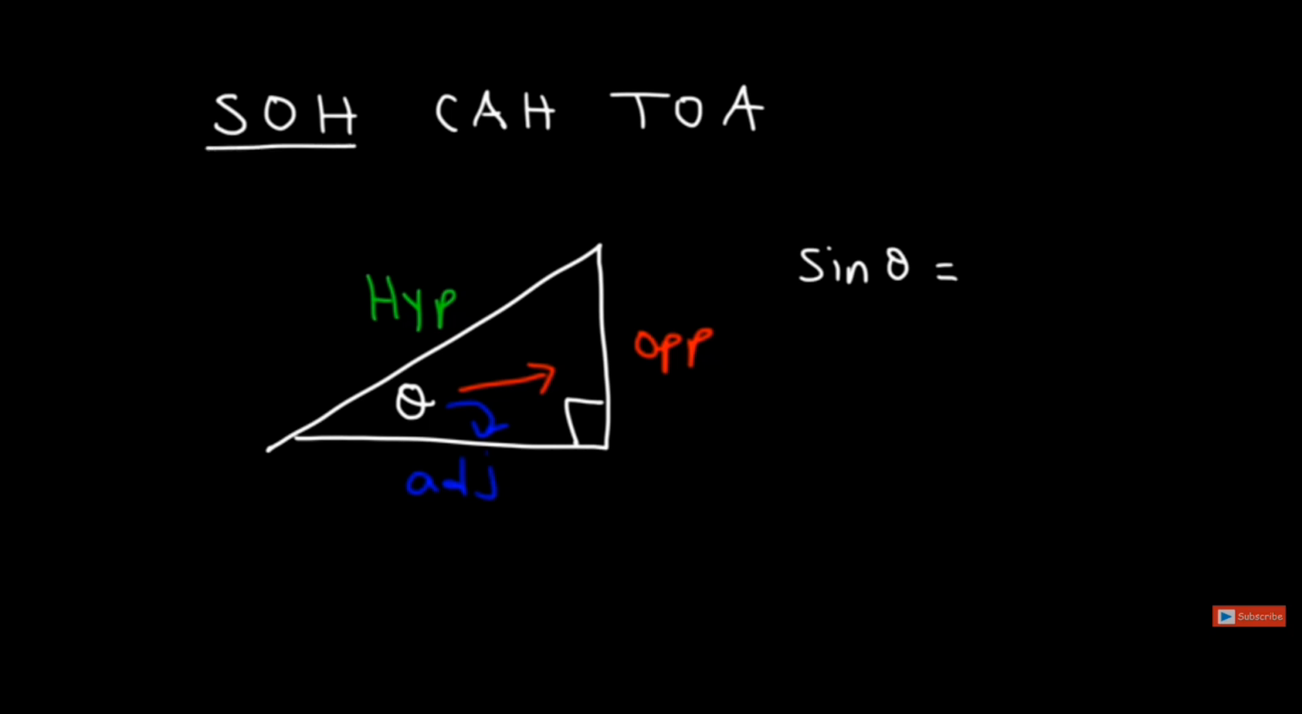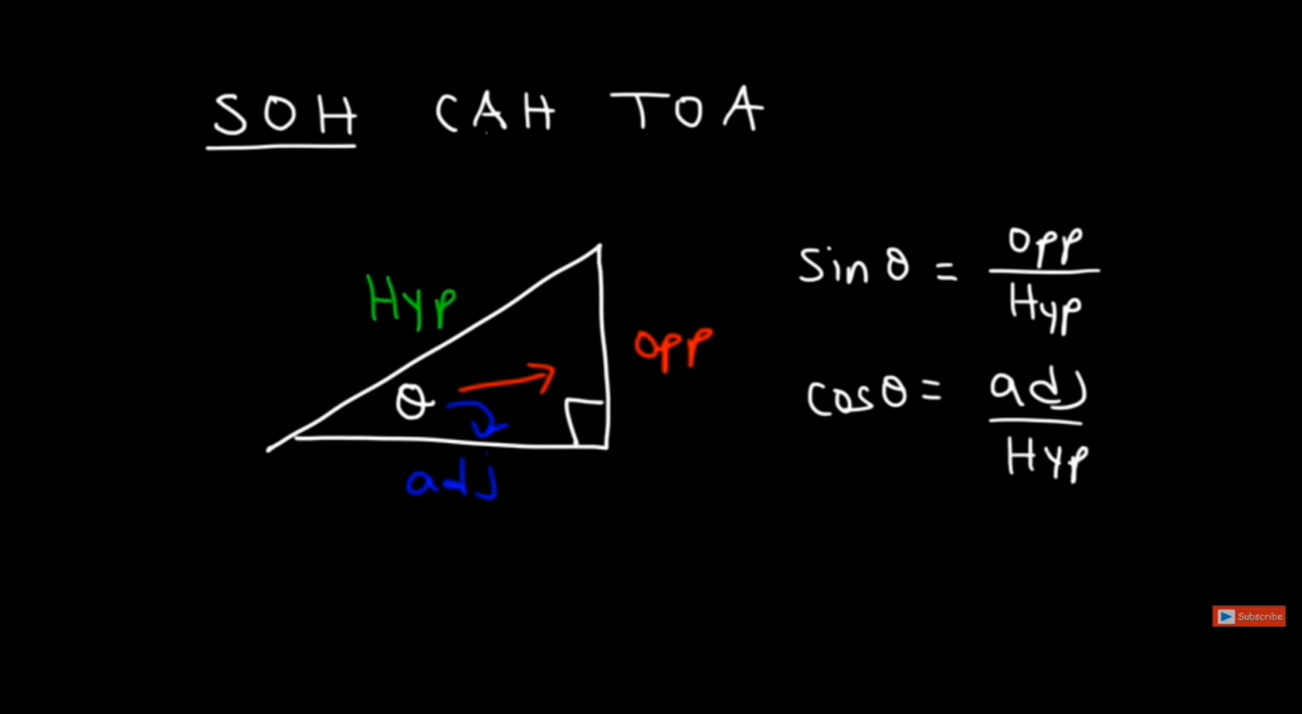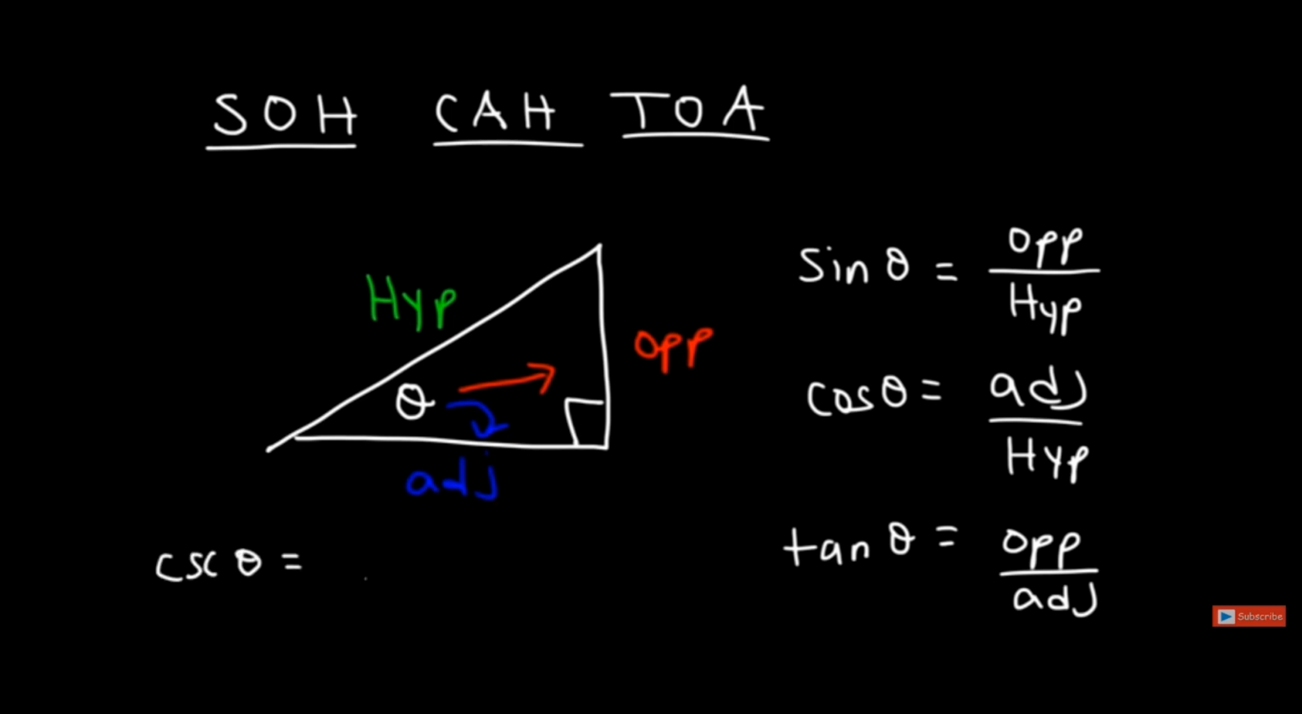Sine theta, according to SOH CAH TOA: S is for sine, O is for opposite, and H is for hypotenuse. Sine theta is equal to the opposite side divided by the hypotenuse. Cosine theta is equal to the adjacent side divided by the hypotenuse, and tangent theta, or TOA, is equal to the opposite side divided by the adjacent. So that's the tangent ratio. It's opposite side over adjacent side.